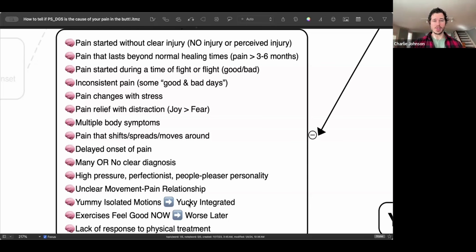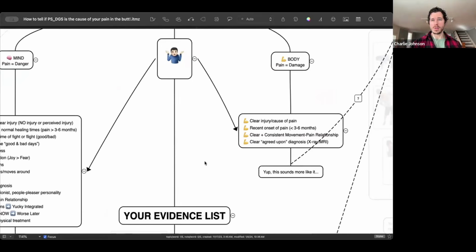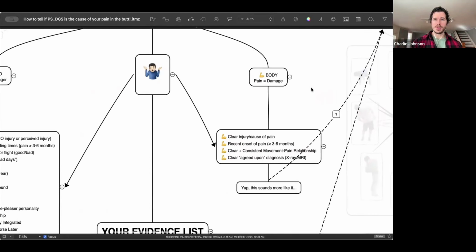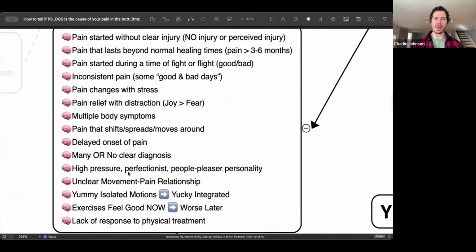It might not make sense to, say, a chiropractor or an orthopedic doctor who only sees things of the body. This is most of the world. But this is why you are here, and you can find someone who understands not only the body, but also the mind. And so again, we leave no stone unturned. We give you the best chance of not only figuring out what's causing it, but then also solving it. Unclear movement pain relationship. Or sometimes this hurts and sometimes it doesn't hurt, right?